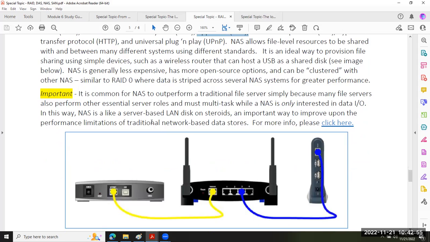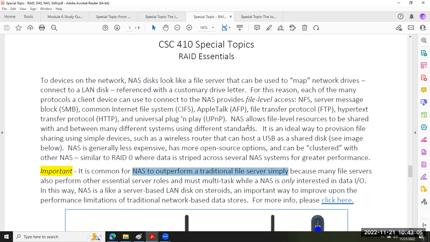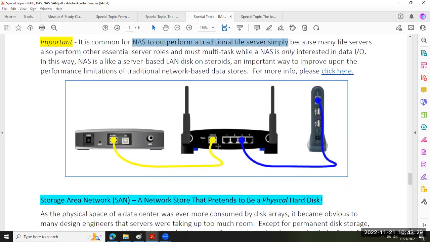Now, it is common for a network attached storage to outperform a traditional file server, because if you're facing a case where a single file has to be read by multiple users simultaneously, think of a computer lab, right? If you had direct attached storage or a storage area network, we'll talk about SANs in just a second, the NAS will outperform a traditional file server because it allows multiple access simultaneously on the file system level.